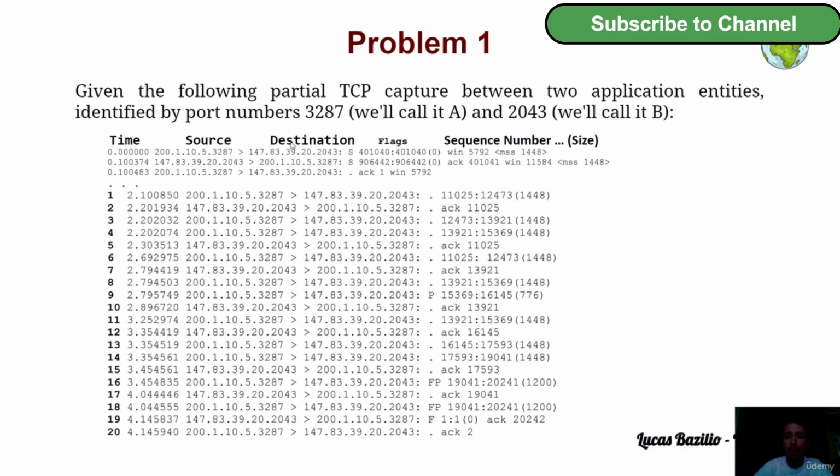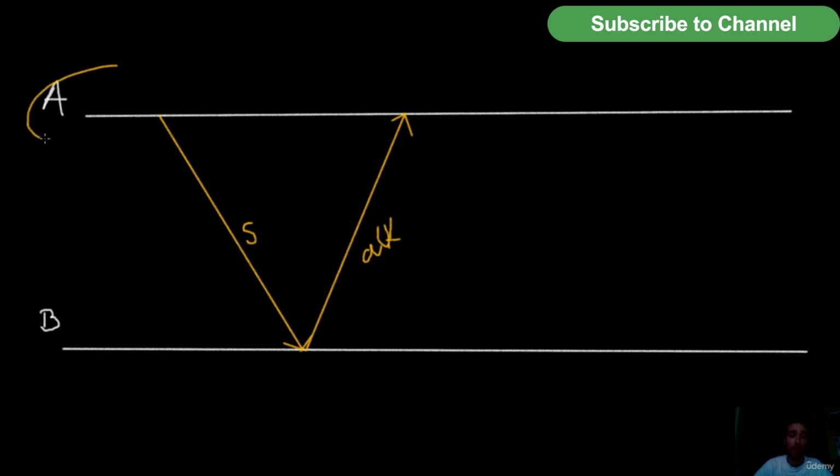Why? Well, remember, these first three packets are the TCP connection establishment. In a TCP connection establishment, we first have the synchronization from client to server. Then we have the response from the server with the acknowledgement. That means that we can send information from the client to the server.